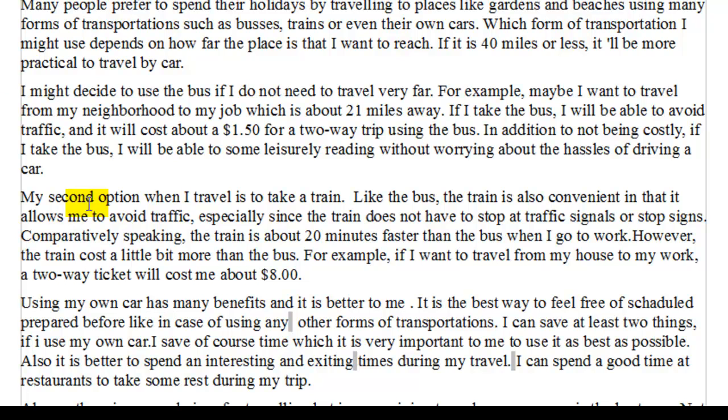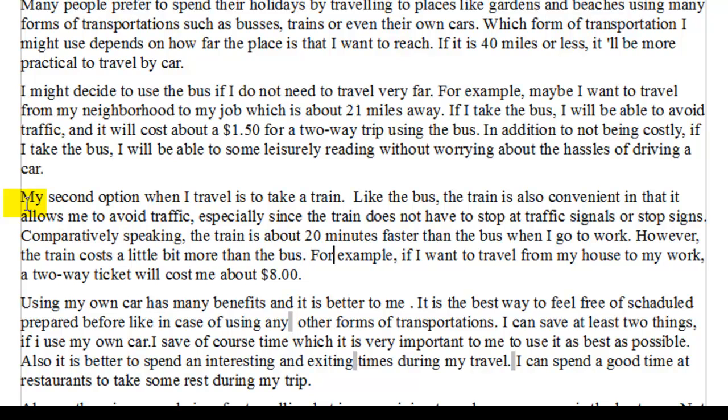So then we have our next idea. Let's look at this fourth paragraph here. It says, my second option when I travel is to take a train. Like the bus, the train is also convenient in that it allows me to avoid traffic, especially since the train does not have to stop at traffic signals or stop signs. Comparatively speaking, the train is about 20 minutes faster than the bus when I go to work. However, the train costs a little bit more than the bus. For example, if I want to travel from my house to my work, a two-way ticket will cost me about $8.